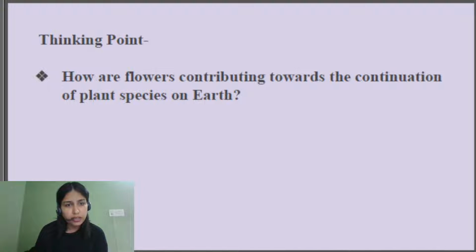In the same way, the flower is the main unit that is involved in sexual reproduction when it comes to plants. So it will also bring variations, and it will also be contributing towards the sustainability, or the adaptability, of any plant species in the environment in which the plant is presently living. So this is how flowers are contributing towards the continuation of plant species, because it will help the plant to adapt to the changing environment, and the continuation of generations will also be there. I hope this is clear to you. So we'll be moving forward from here.